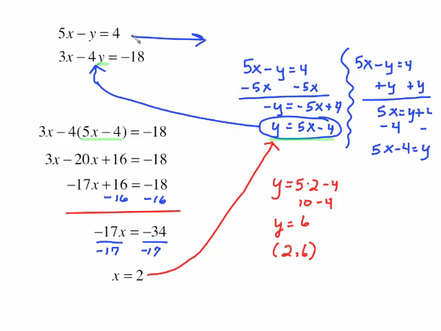Since it was the first equation I used to get this rewrite, I'm going to plug into the second equation for my check. So that will be 3 times 2. That's 2 going in for x and 6 going in for y. So 3 times 2 is 6. 4 times 6 is 24. 6 minus 24 is negative 18.